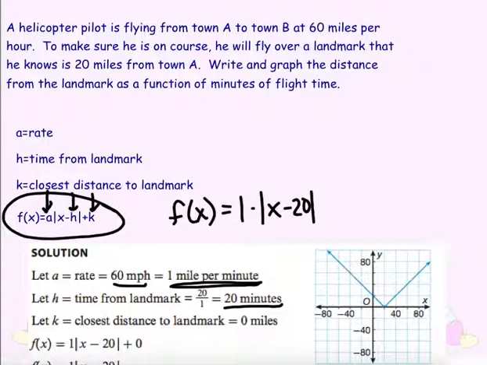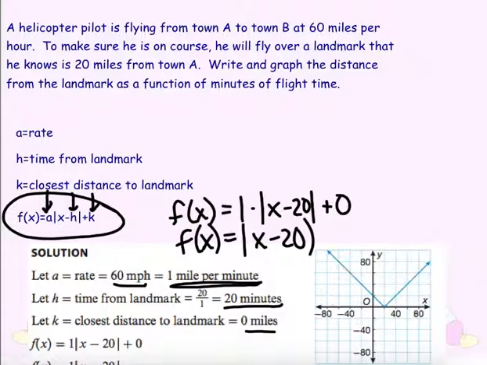And then closest distance to the landmark, well, if I get to the landmark, I'm going to fly over the landmark. I'm going to be 0 miles away from the landmark, which means I have plus 0. So really what I am actually doing here is f of x is equal to the absolute value of x minus 20, which, like we've learned, is just a horizontal translation, and we are going to go to the right 20. And so you can see this is our absolute value function when we are done. Same slope, but we are looking at it a little bit different. Okay, it's just to the right 20.